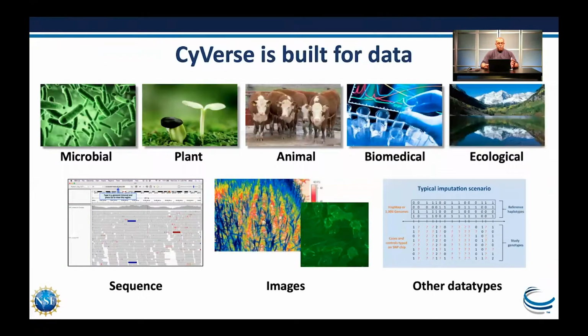The other take-home message is that CyVerse is built for data. So no matter whether you're dealing with microbes, plants, animals, biomedical, ecological data, or different data types for its sequence, image files, we really have something to meet just about every need of data that you could possibly throw at us. And it really is designed to be extensible. So if there's a need that you don't see supported, we can always work with community members to do our best to support those needs.